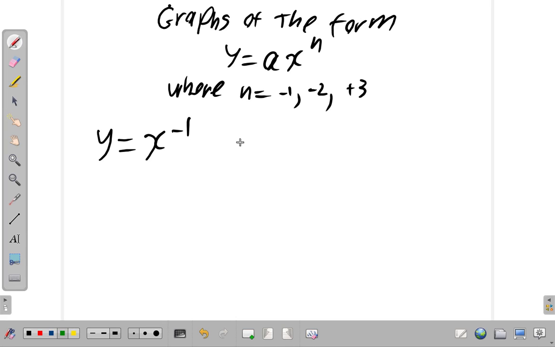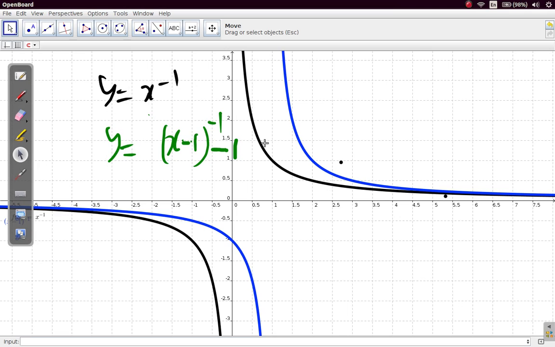In a previous video, we looked at y equals x to the negative 1 and we plotted them and made some adjustments. We saw that inside the power, if you add or subtract a number, you're shifting the graph left or right. If you add or subtract a number outside the power, you're shifting the graph up and down. And we saw the graph of x to the negative 1 and made adjustments to it.